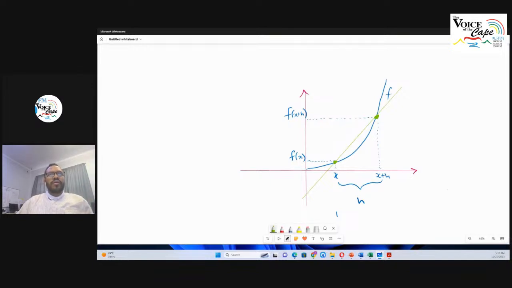Now, take the point where x is x and x plus h. If I ask you to determine the gradient between those 2 points, or the average gradient between those 2 points, we've just done it. We've done it a few times. You'll be able to say the following: the coordinates are x, and the corresponding y value is f of x. The other coordinate is x plus h, and the corresponding y coordinate is f of x plus h.